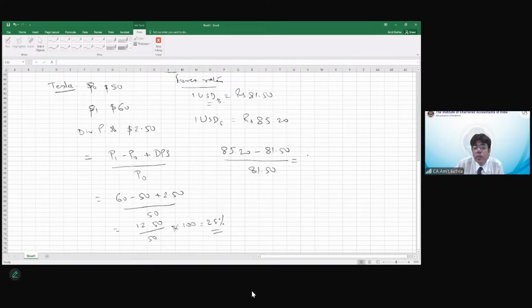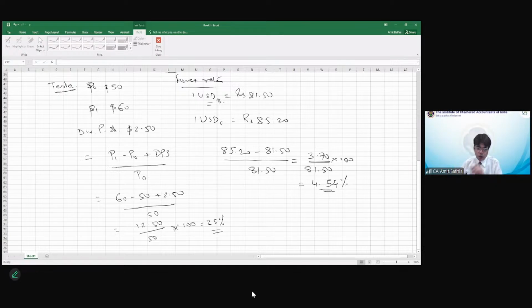So this turns out to be how much? 3.70 upon 81.50 into 100. So how much percentage is this? Something like 4.5 something, right? 4.54. Okay, thank you. So 4.54%.